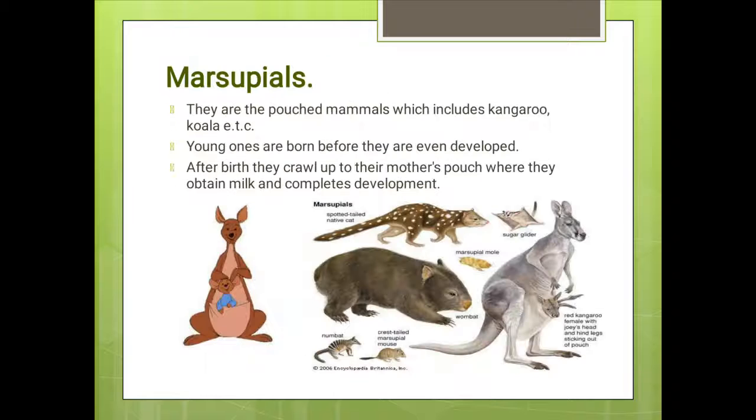Marsupials, on the other hand, are the group of mammals which are thought of as pouch mammals, which means they have pouches with them, which includes kangaroos, then koala, bandicoots, etc. Well, young marsupials have premature birth, they are born before they are completely developed, and after birth they can crawl up to their mother's pouch, and inside the pouch they get the milk from the teat, and gradually they complete their development.